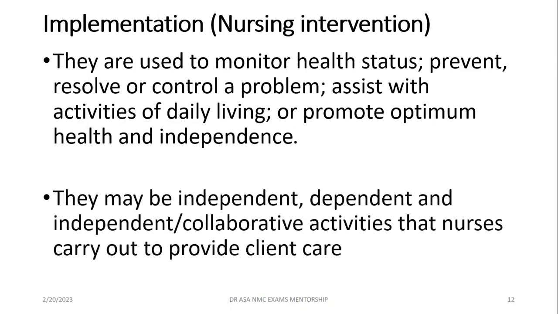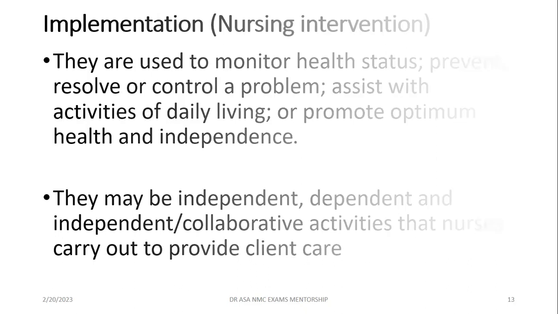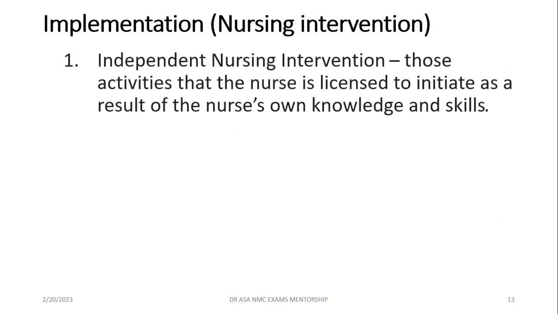So there are three main types of interventions that the nurse must do. One, the nurse intervention can be independent. The nurse intervention can be dependent, and the nurse intervention can be interdependent or collaborative. What do I mean by that? If you are talking about independent nursing actions, they are the activities that the nurse himself, based on his license or the skills that he has acquired or the knowledge he acquired during his training, will initiate and monitor the results and make sure that those actions are taken.